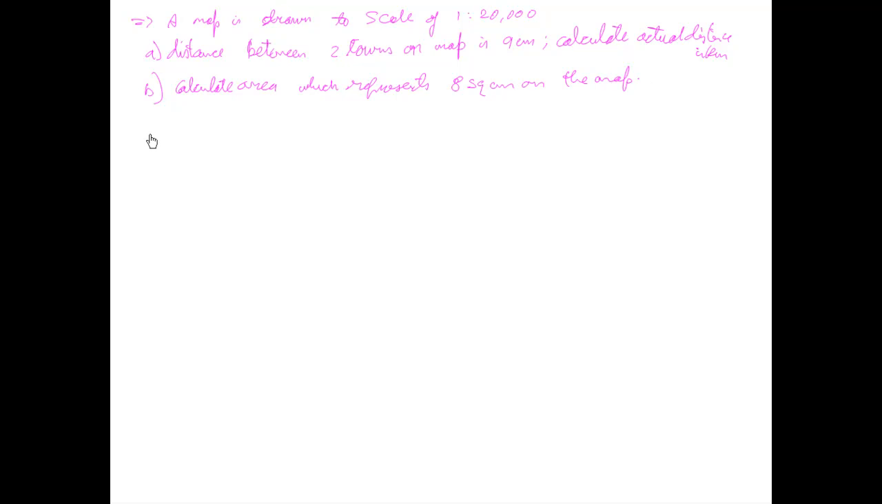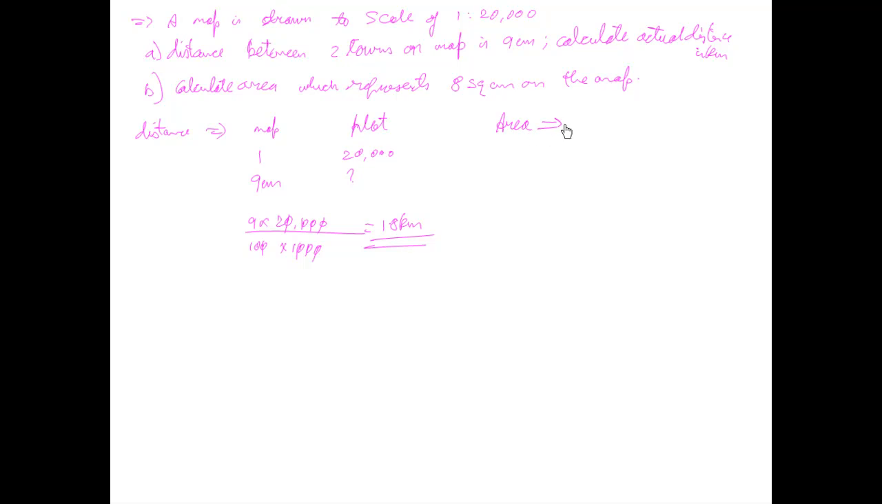So children, first we'll do the distance. For distance, it is map and the actual plot of land. It's 1 is to 20,000. So if this is 9 centimeters, how much? We cross multiply, so it becomes 9 into 20,000. We convert into kilometers, children, we divide by 100,000. That's 1.8 kilometers in actual case.